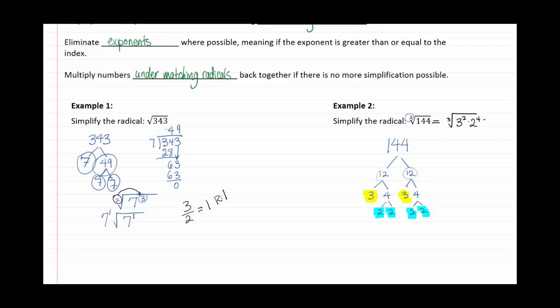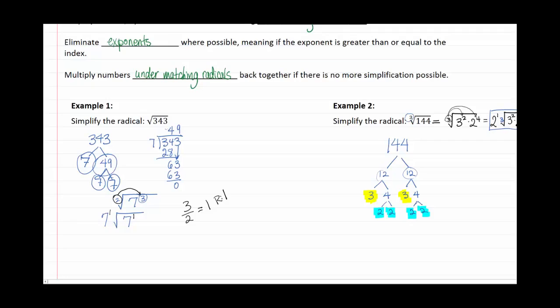From here, I can look at my index and ask myself how many times will 3 go into 2. It won't go into 2 any time, so we have to leave that inside the radical. However, 3 will go into 4 one time with 1 remainder. So the 2 comes out to the 1 power, and the 2 stays in to the 1 power because that's my remainder. So my final answer is actually 2 times the cubed root of 3 squared times 2.